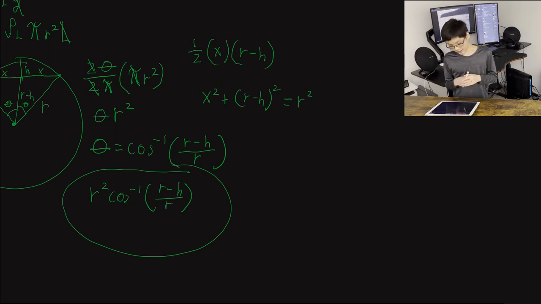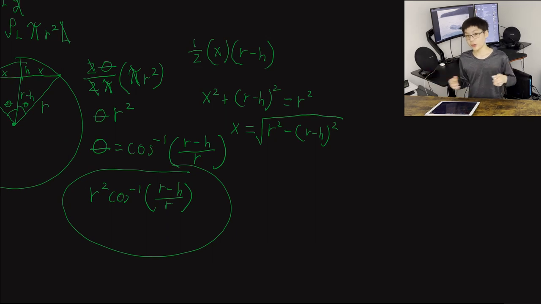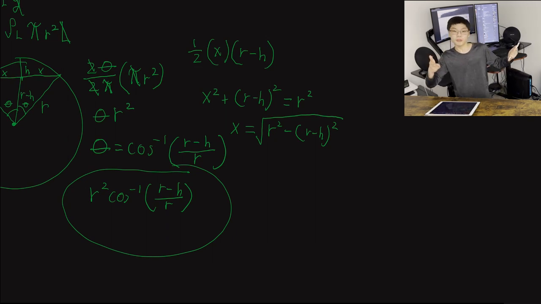Now we want to isolate x on one side. So let's keep it on the side that it is and subtract (r minus h) squared. So x is going to be equal to the square root of r squared minus (r minus h) squared, because we move the square on x to the other side by taking the square root of both sides.